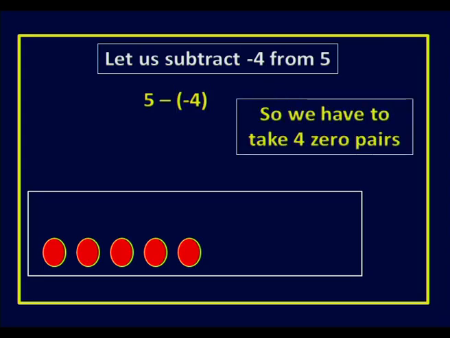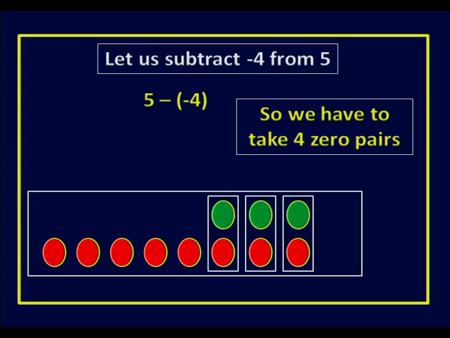Let us take 4 zero pairs, children, as shown. You can see 1, 2, 3 and 4. Now, out of these 4 zero pairs, how many are there with green color here? 4, means 4 negative numbers, isn't it, children? So, each represents minus 1, then all those 4 represent, yes, minus 4.